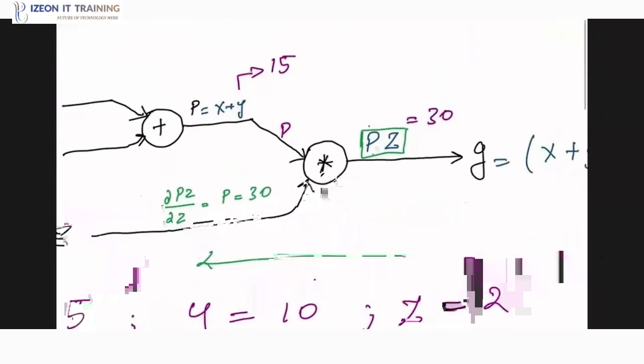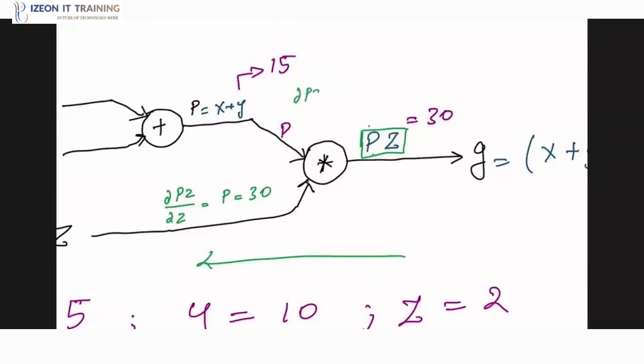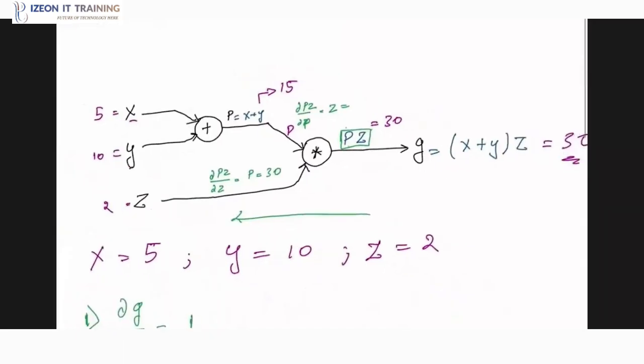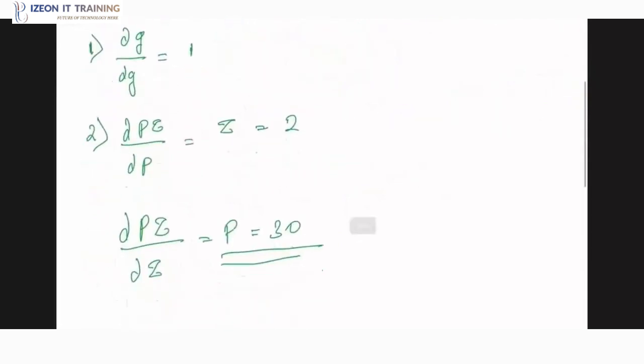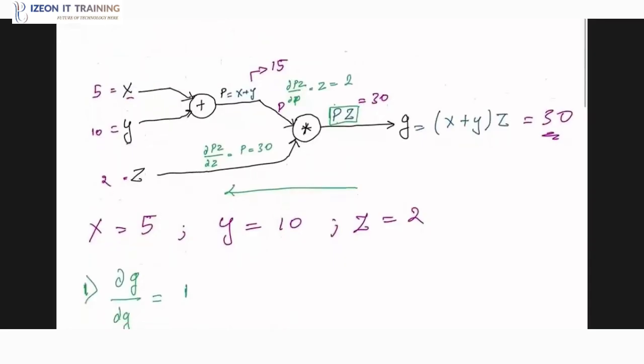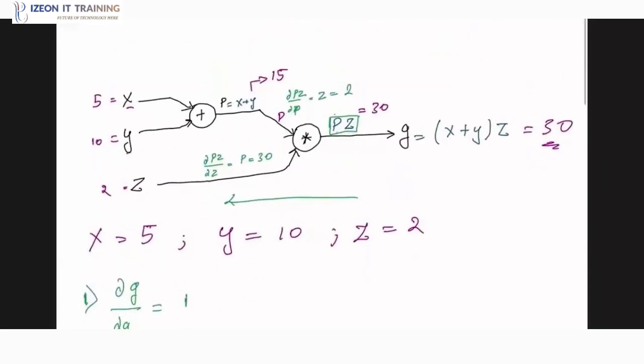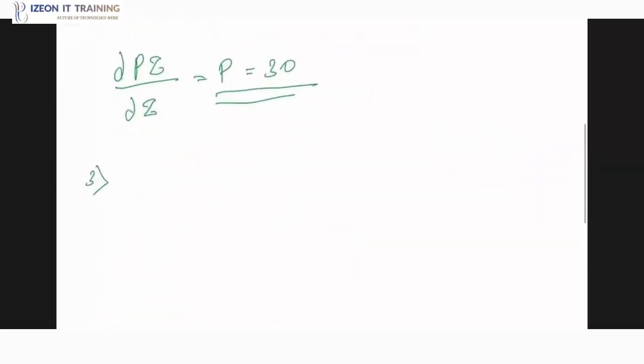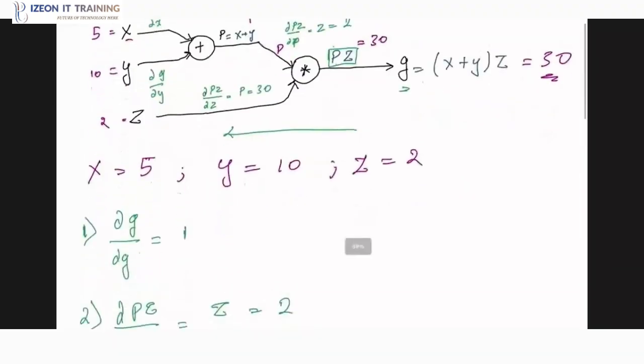And similarly, if I perform the partial derivative here, it's going to be dou pz by dou p, and this would give me z, and the value over here is going to be 2, because that's the value of z. So finally, we are supposed to come back to our third stage, that is nothing but the third layer. In the third layer, we have x and y. So we have dou g by dou x and dou g by dou y, because we are trying to perform the partial derivative of g. First we'll do it for x and then we'll go on for y.